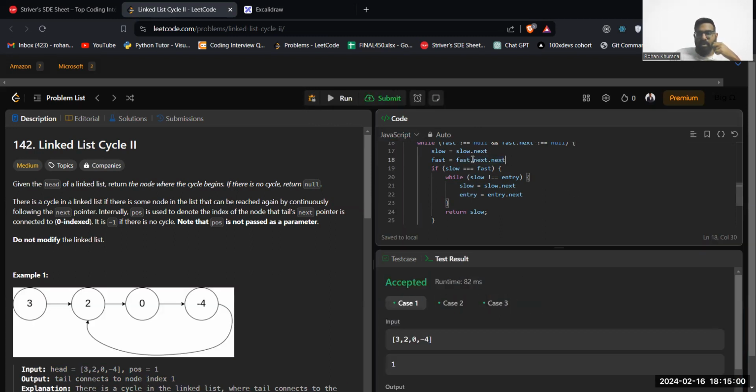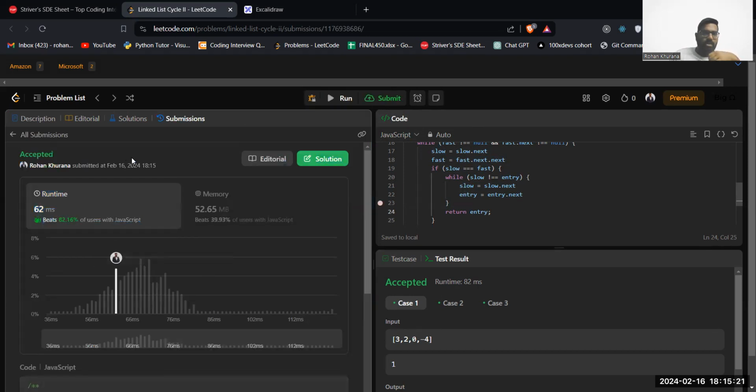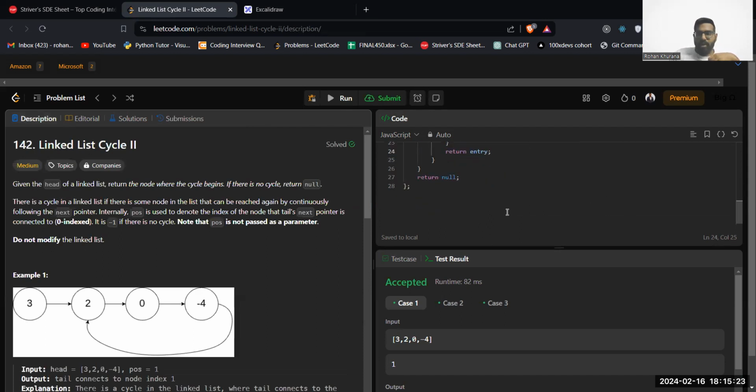Accepted, right? So fast moves by 2 points. While slow is not equal to entry, we'll move both by 1 step. As soon as they meet, I can also return entry because they will be at the same point. You don't have to worry. Let's try to submit this code. Great. Accepted.